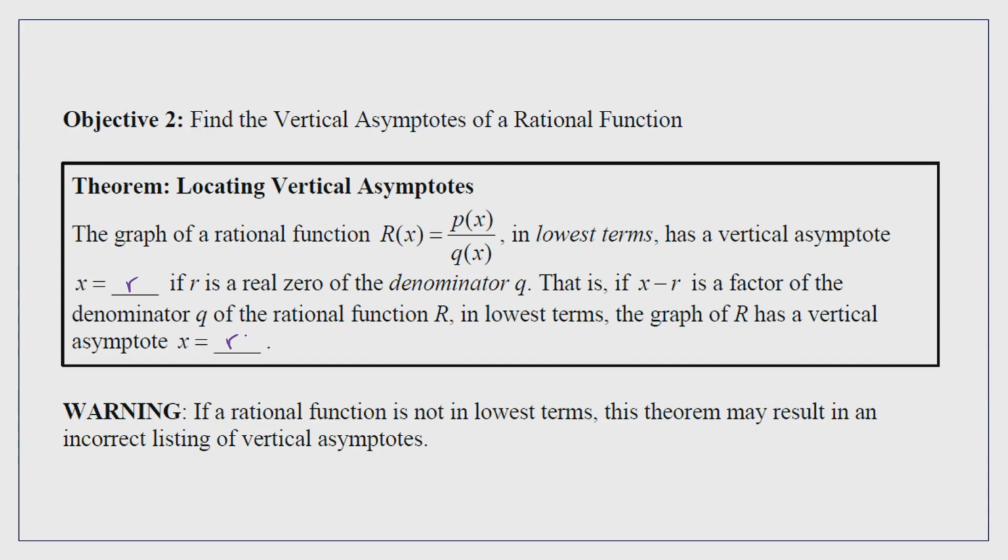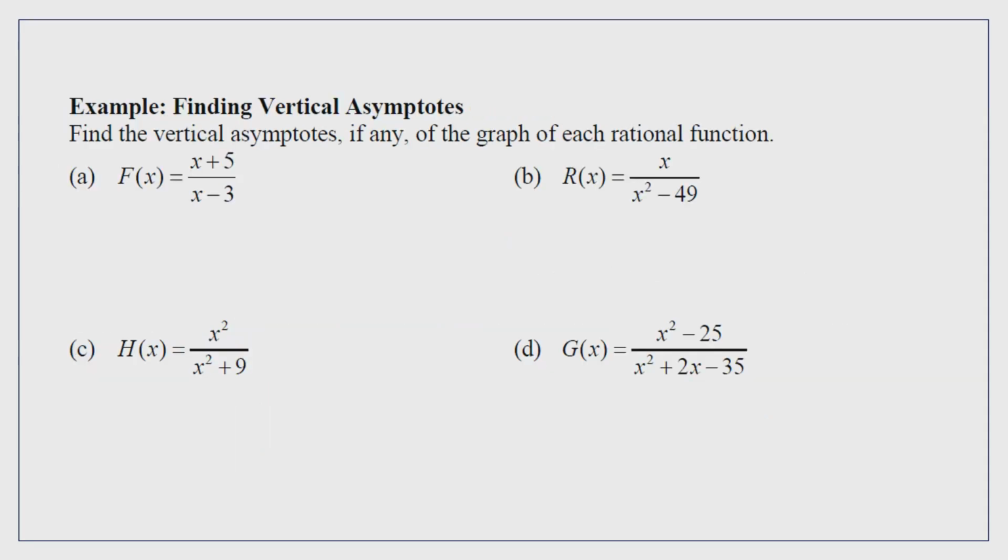Warning, if a rational function is not in lowest terms, then this theorem may result in an incorrect listing of a vertical asymptote. So we know when we are given a rational function, the first thing we do is find the domain. And after that, we will put it in lowest terms, which will then help us identify what our vertical asymptote is. All right, so let's find some vertical asymptotes of these functions.